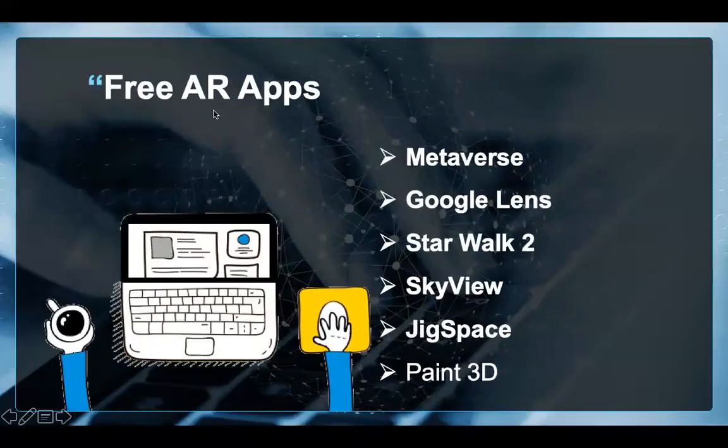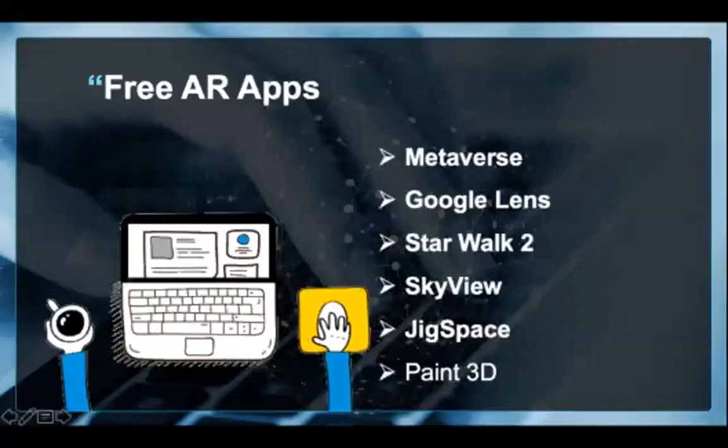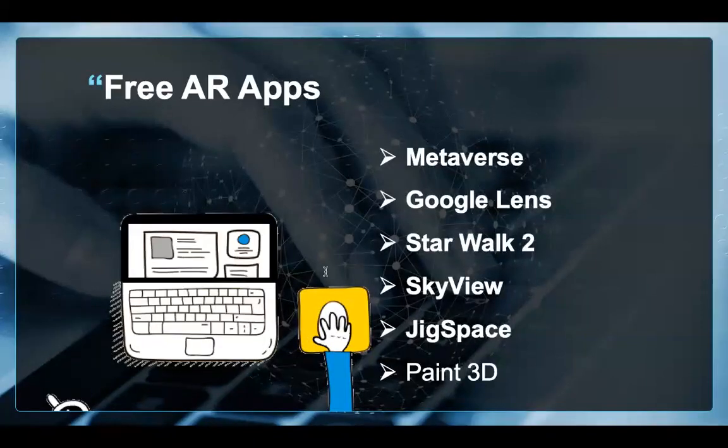Let's have a look at some augmented reality apps. You can use different apps for augmented reality. So the first one is Metaverse, a free platform for creating and experiencing interactive AR lessons and activities. And teachers can design custom AR experiences for their students. And Google Lens, it may be a familiar name to you. Google Lens is an AR app that can identify objects, translate text, and provide information about landmarks, making it a handy tool for various subjects.